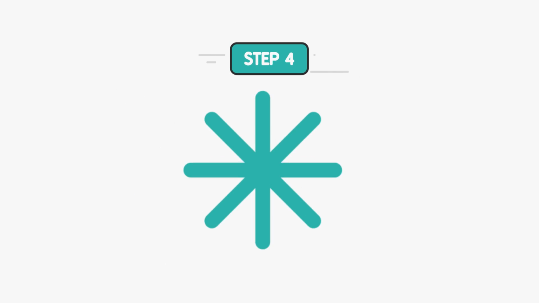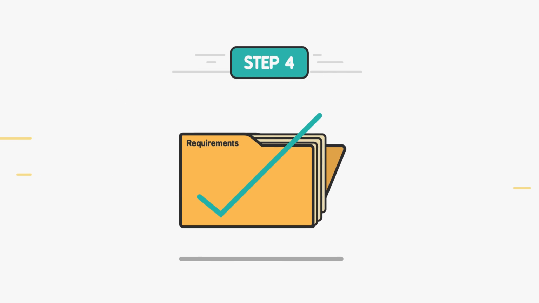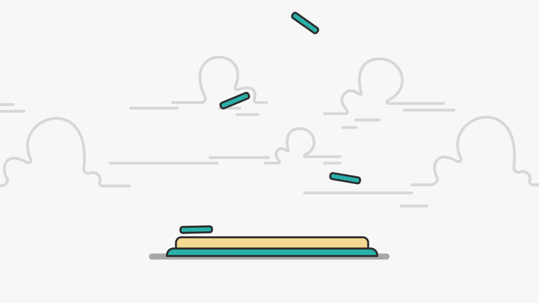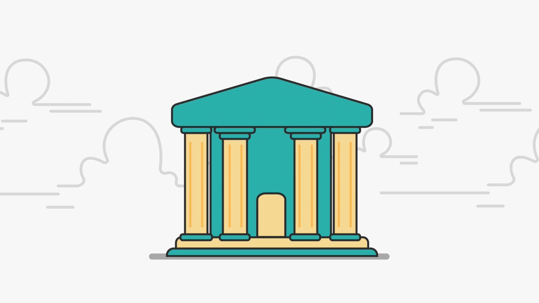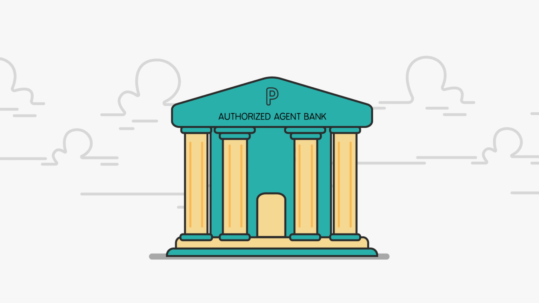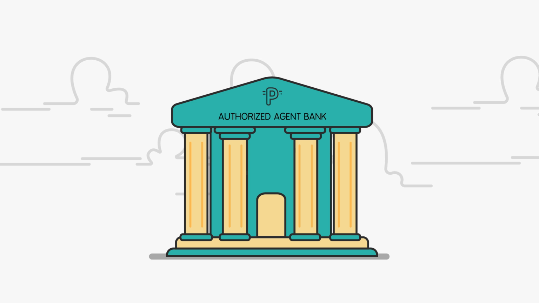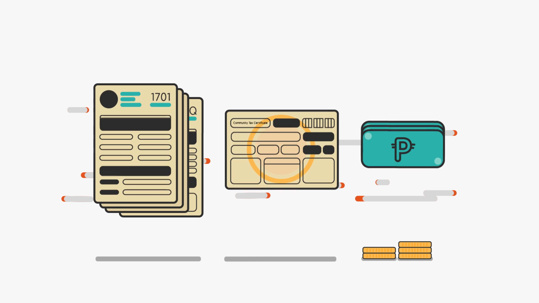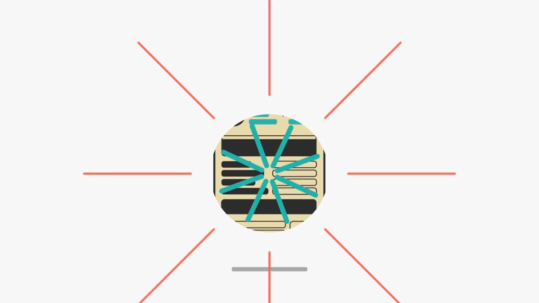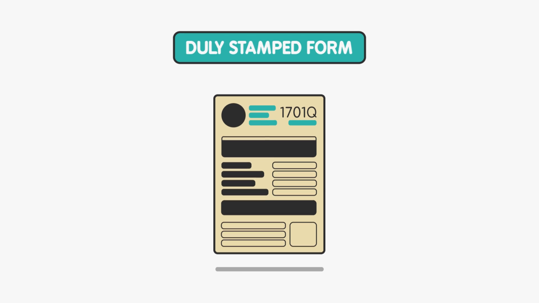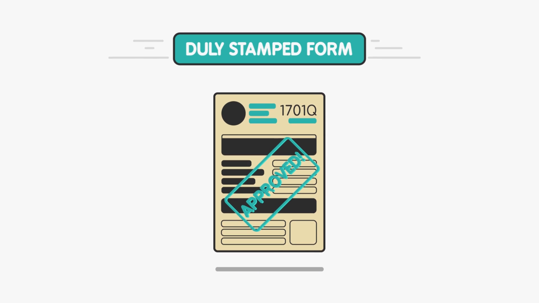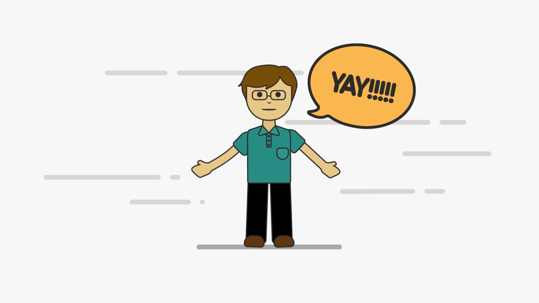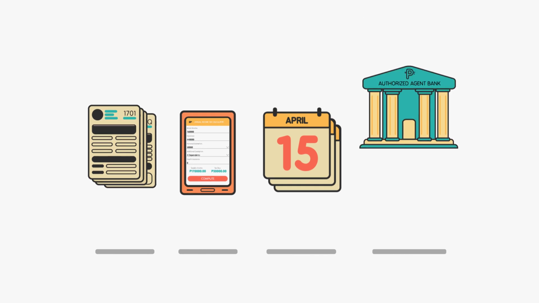Step 4. So now you have all your requirements ready, it's time to finally pay your taxes. Here's how. First, go to your nearest AAB of the Revenue District Office where you are registered. Then, present your accomplished form, requirements, and payment. After that, you will receive a copy of your duly stamped and validated form from the teller of the AAB. And voila! You're done!